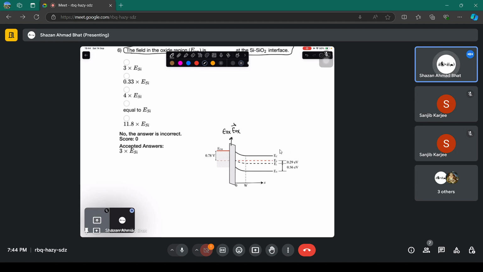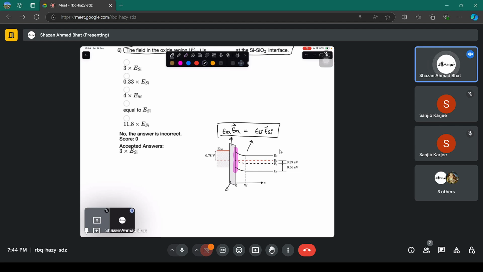We have to talk about the magnitudes. Here it is epsilon silicon times the electric field in silicon. These two are equal at this particular interface. They are not equal everywhere. This is the interface boundary condition. Where do you apply boundary conditions? Whenever you have a boundary comprising two different materials, an interface.